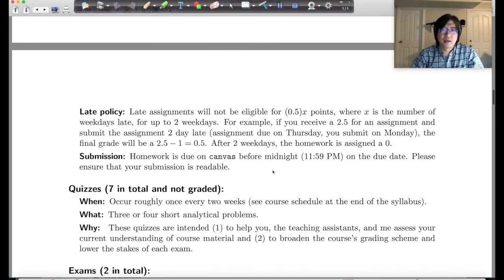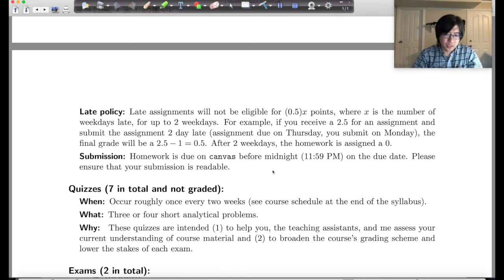For the late policy, normally for every homework, roughly speaking, you have a week to finish. The late policy is that for every day you are late, we subtract 0.5 multiplied by x, where x is the number of days that you are late. The only days we count here are weekdays. Weekends don't count.